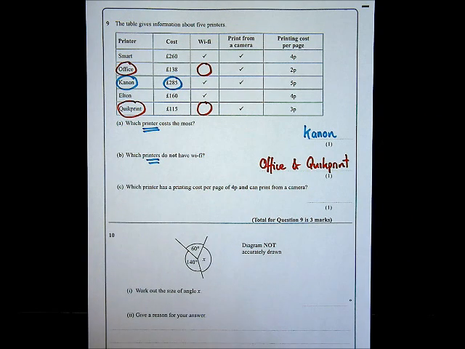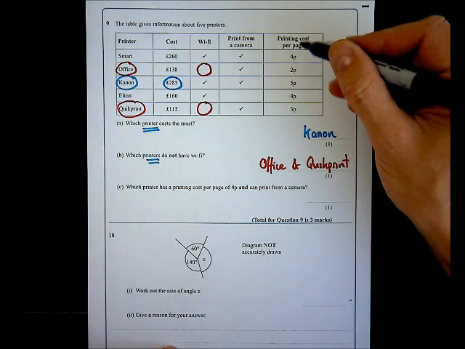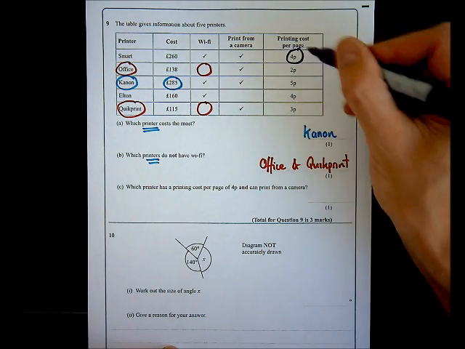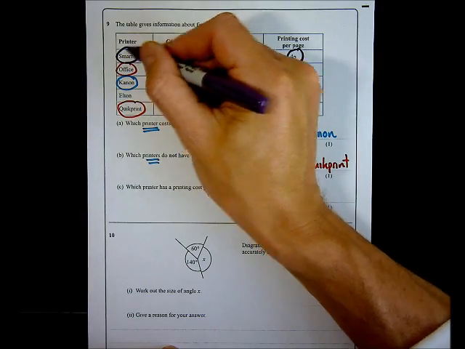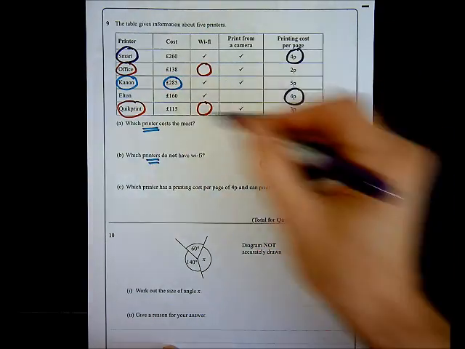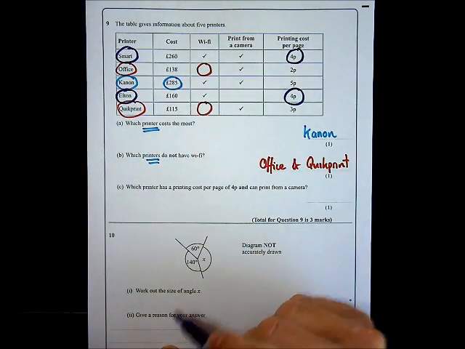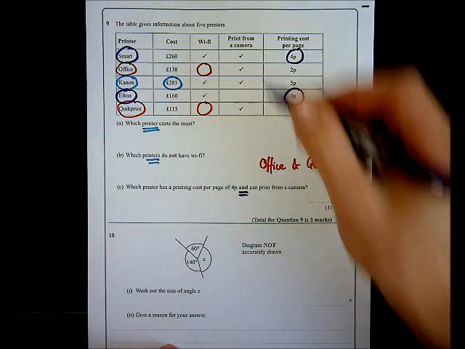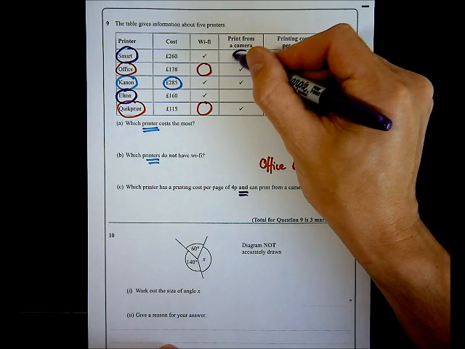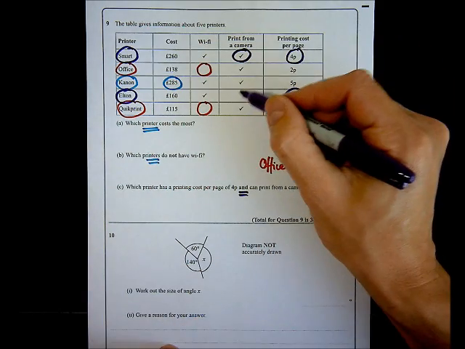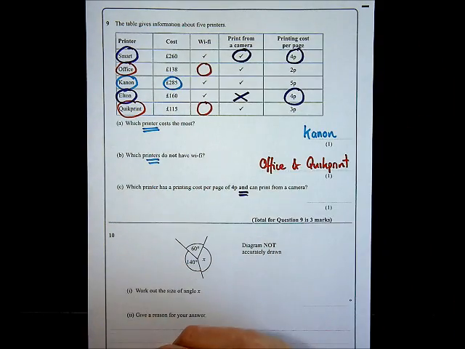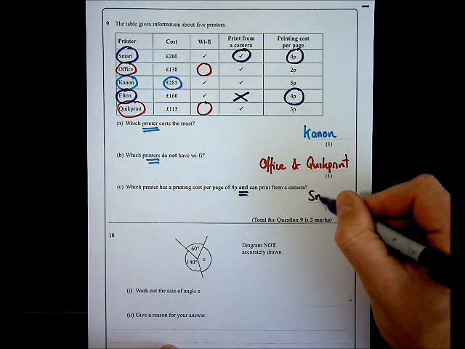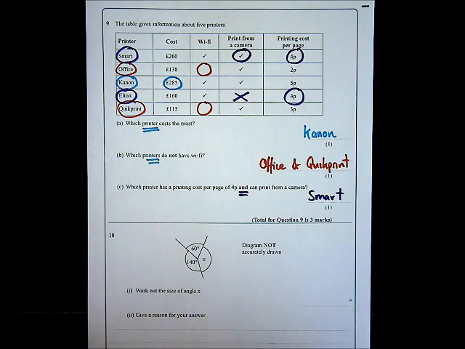In part C, it asks which printer has a printing cost per page of 4p. So printing cost per page, I've got this one here as 4p, which is the Smart, and this one here is 4p, which is the Elton. And I'm also asked, can print from a camera. Of those two, the one that can print from the camera is only this one, as this one here can't print from a camera. So my answer there would be the Smart printer.